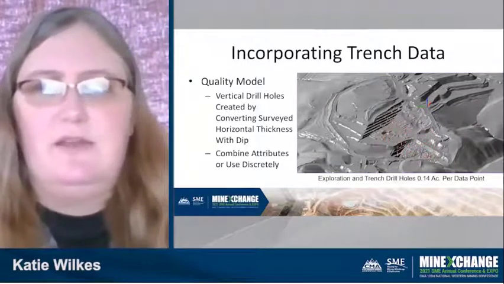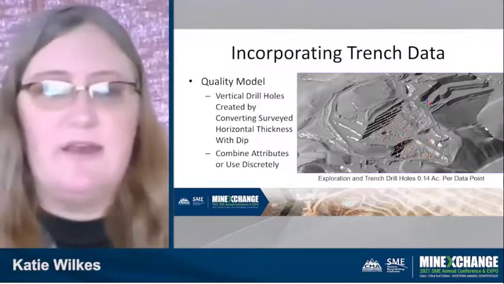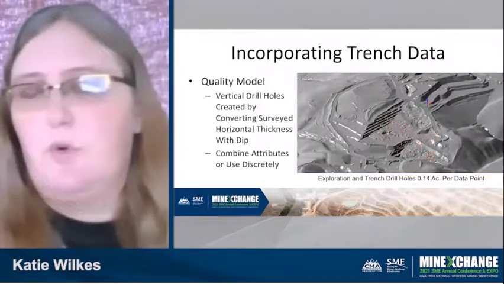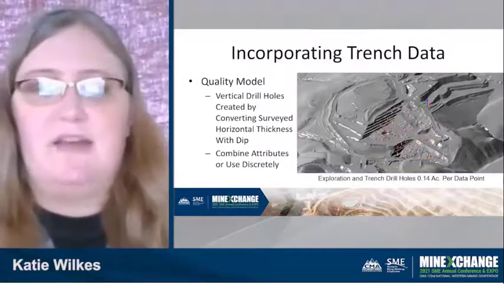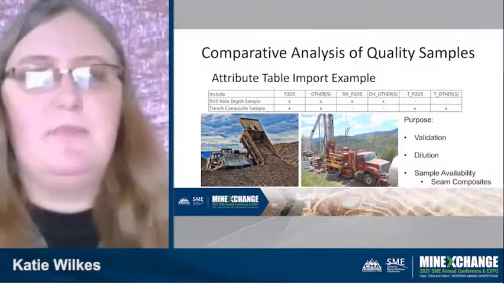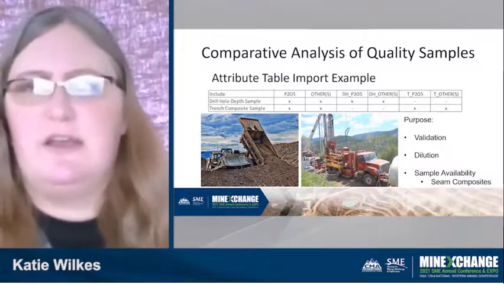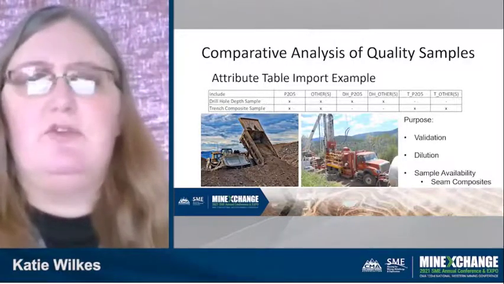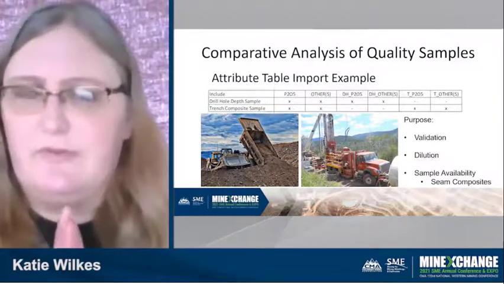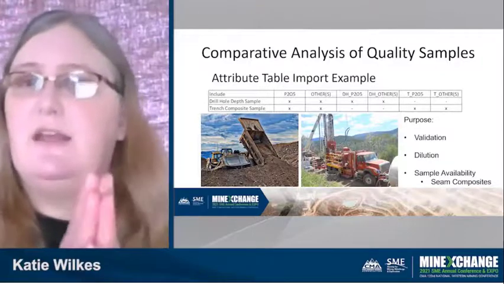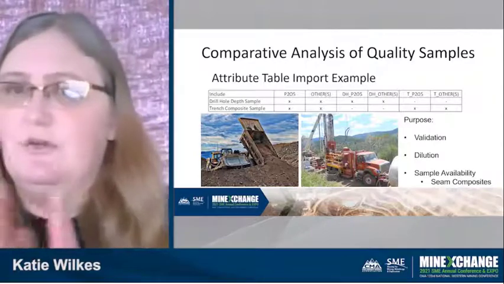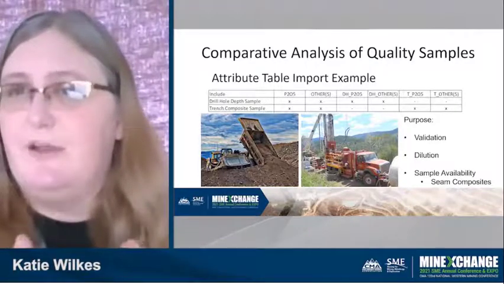Now, you can take these new data points and lump them into your quality as is, or you can use them discretely. Example here, basically I'll take the P2O5, which is our key attribute, and use everything I have calling it itself, all the drill hole samples and the trench samples, and then I'll put a prefix for drill holes and trenches to kind of keep them separated.